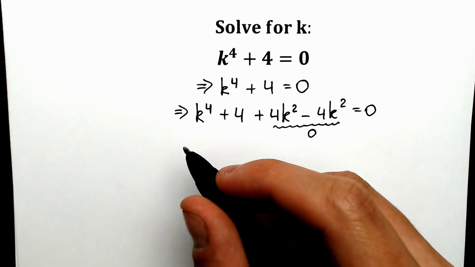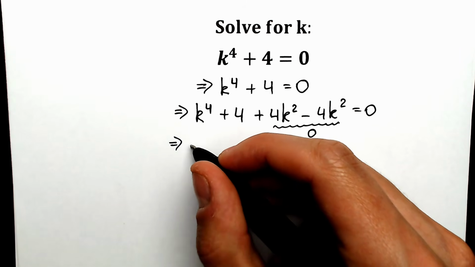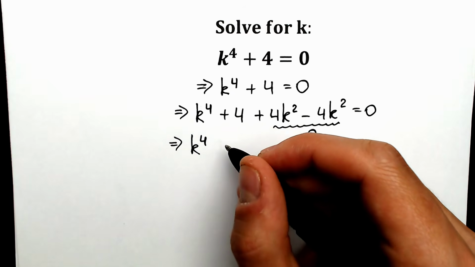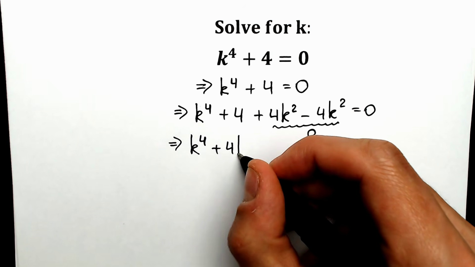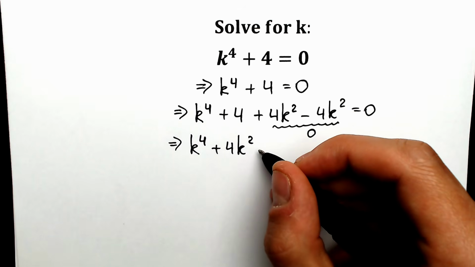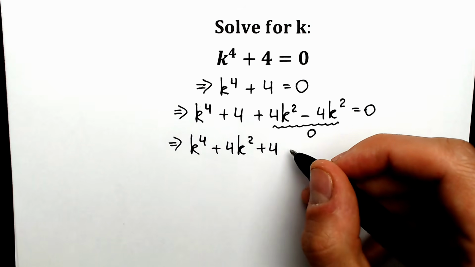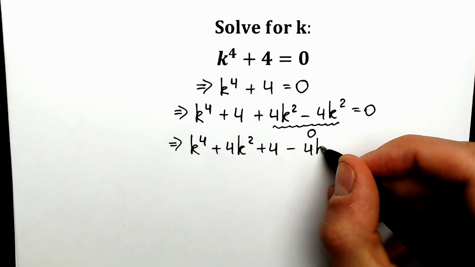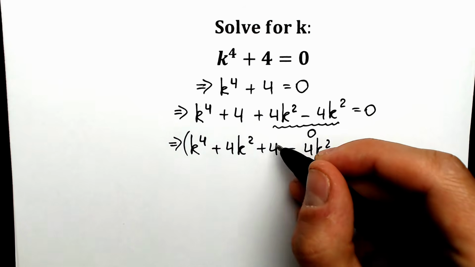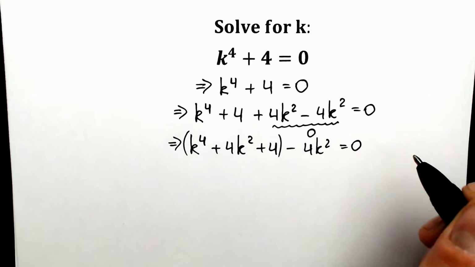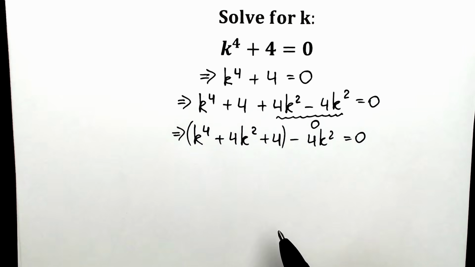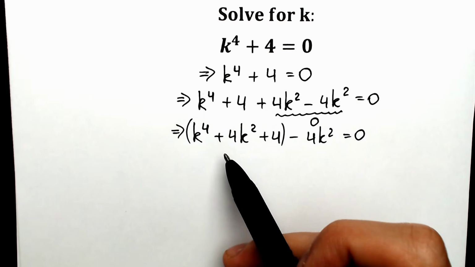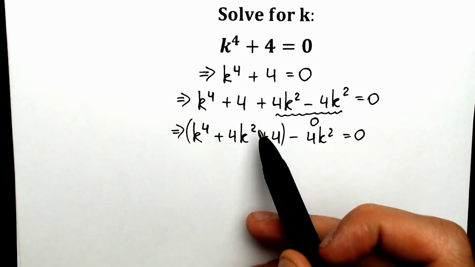So let's regroup it. We have k to the power 4, the next thing we write plus 4k squared plus 4, and minus 4k squared. Right here we can easily write the first part in parentheses, equal to 0. Okay, so I hope you understand. We just did this tricky move. Right now, what do we have in parentheses? We have k to the 4 plus 4k squared plus 4.